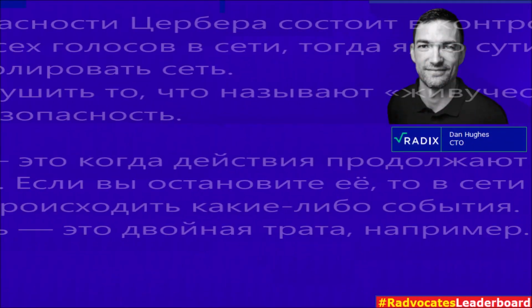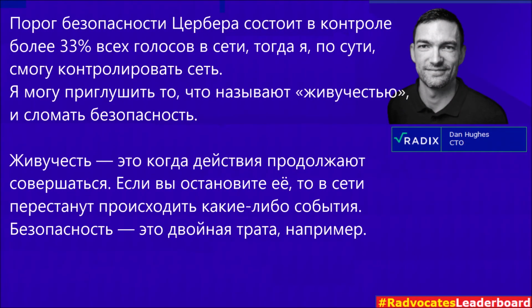Absolutely. What are the security limitations of Cerberus? The security threshold of Cerberus is that if I've got more than 33% of all the vote power in the network, then I can basically control the network. I can attack what's called liveness, and I can break safety. Liveness is where things continue to happen. If you stop that, nothing in the network happens. And safety is a double spend, for example, right?